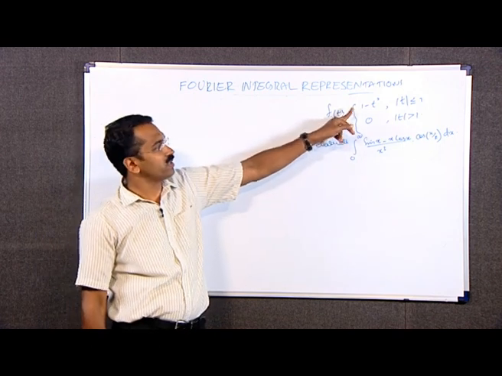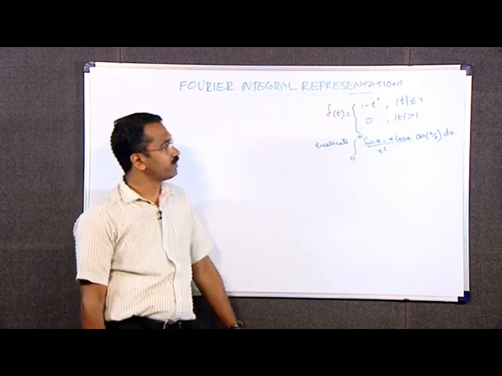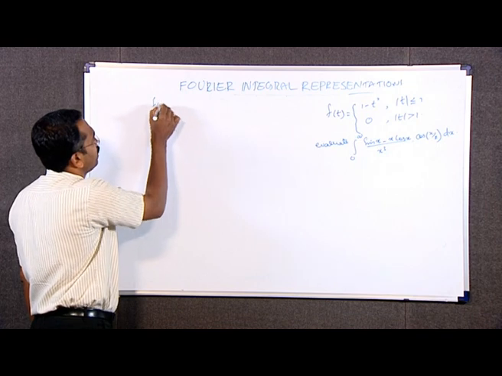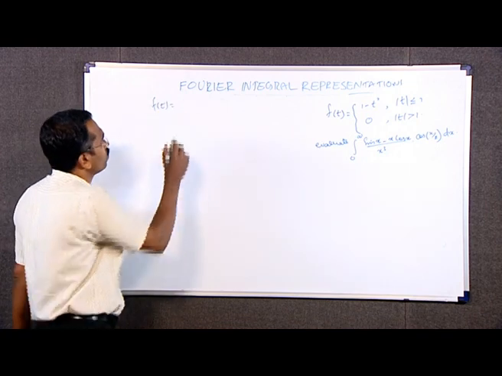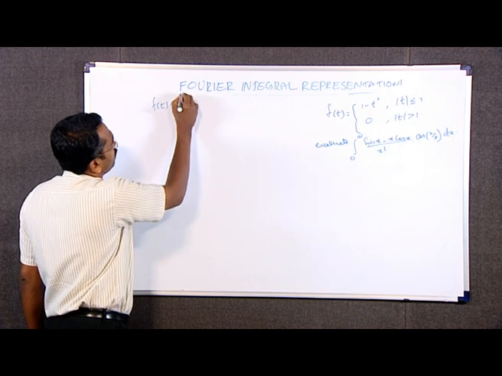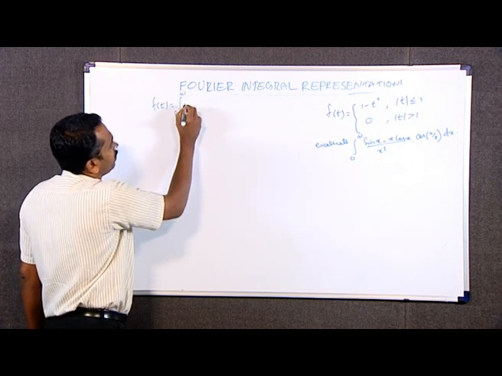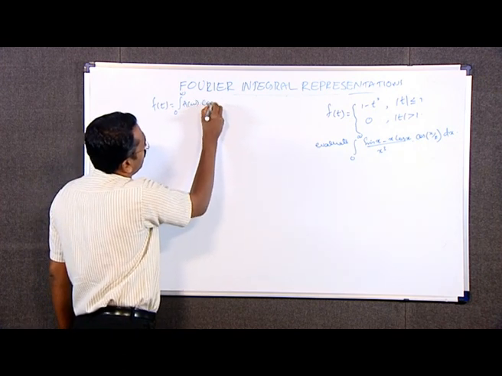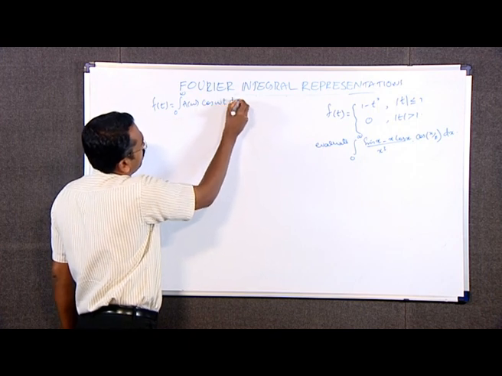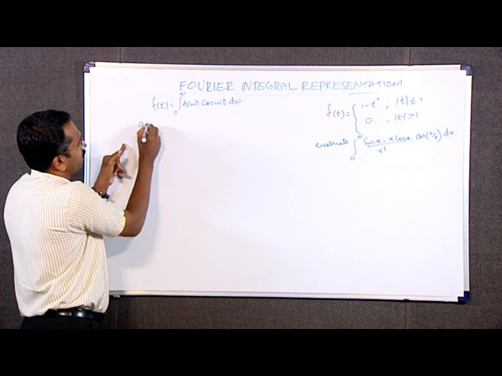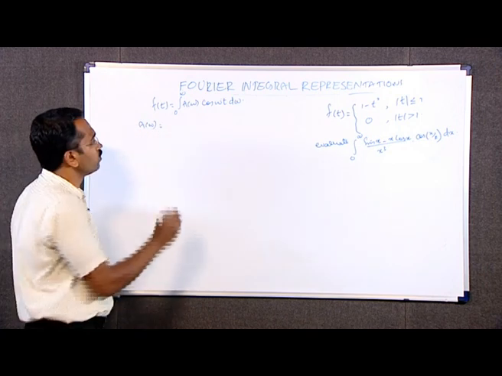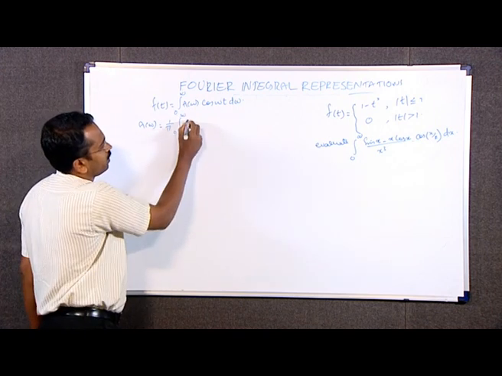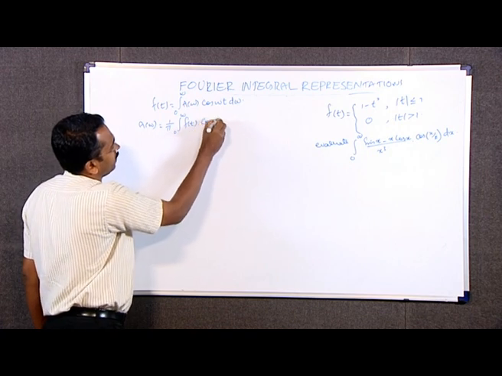Here the given function is clearly an even function. Therefore, we have the Fourier integral representation as f of t is equal to integral from 0 to infinity a omega into cos omega t d omega, where a omega is given by a omega is equal to 1 by pi into integral from 0 to infinity f of t into cos omega t dt.